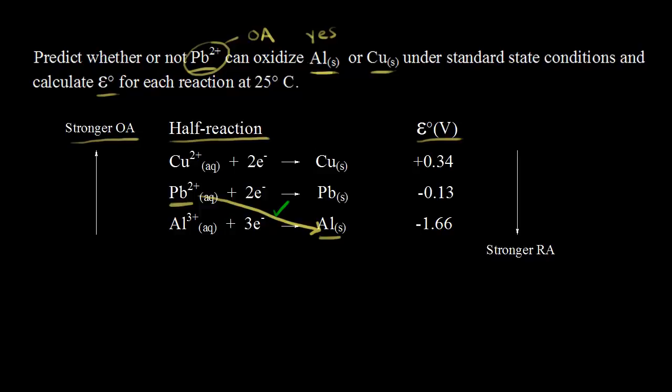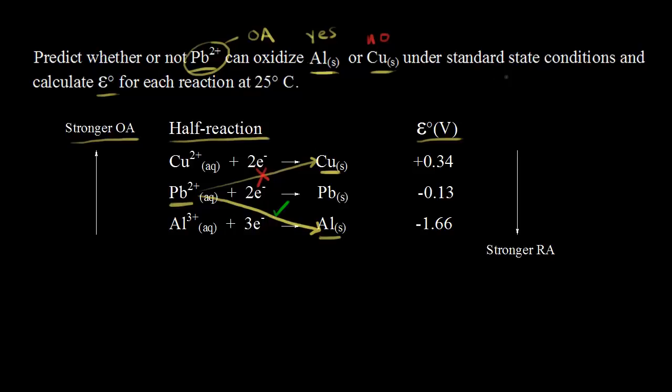Next, let's predict whether lead 2 plus can oxidize solid copper. An oxidizing agent can't oxidize a reducing agent that appears above it on our standard reduction potential table. So if I draw a line from lead 2 plus to solid copper, right, we're going up here. So this reducing agent, copper, is above lead 2 plus. And so this should not work. So our prediction is no, this will not work. So no, lead 2 plus cannot oxidize copper under standard state conditions.